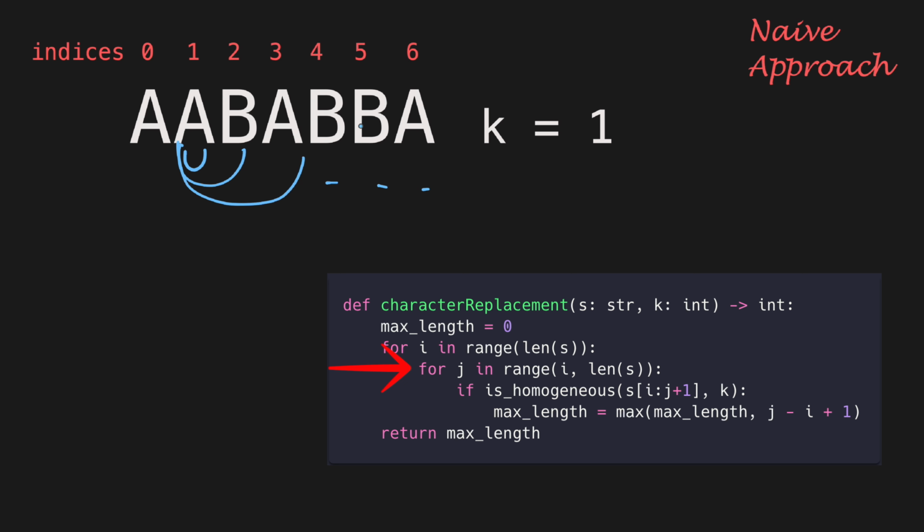And for each substring, we check if it is homogeneous, that is, if all the characters match or can be made homogeneous with at most k replacements. We'll discuss how to perform this check shortly. And if the substring is indeed homogeneous, then we track its length, and the maximum length among all such homogeneous substrings gives the final answer. Now let's see how we can check the homogeneity.